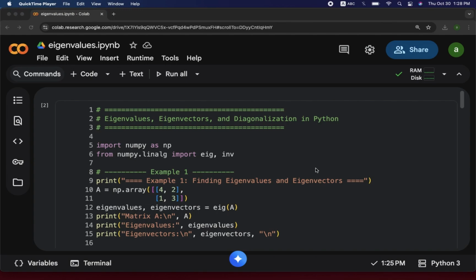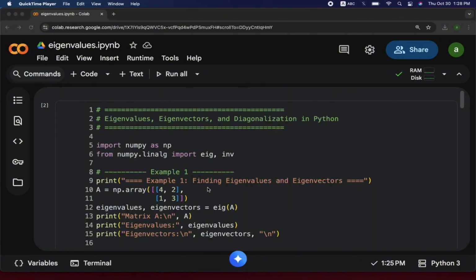Hello everyone. In this tutorial we are going to explore eigenvalues, eigenvectors and diagonalization in Python using the NumPy library. I will go through 10 examples, starting from the basics and then moving on to more advanced examples. Let's get started.